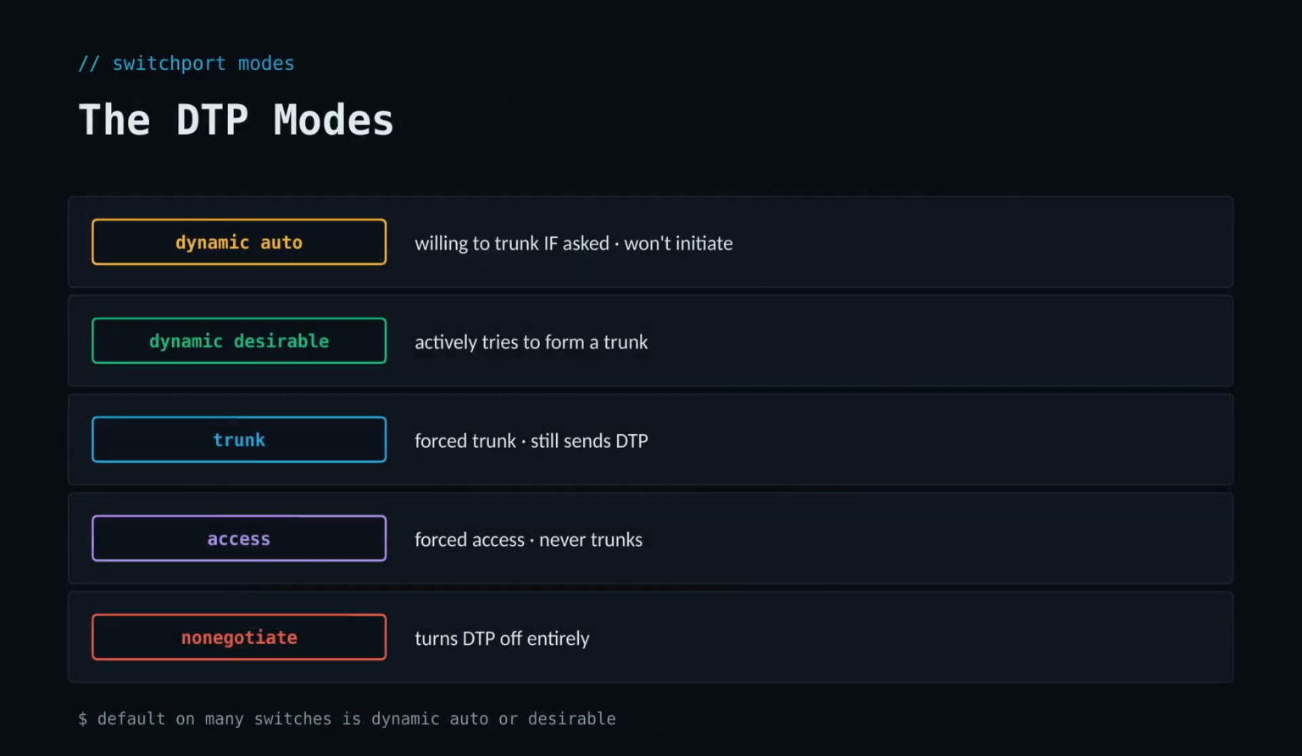So let's run through the modes themselves. Dynamic Auto is the quiet one. It'll trunk if a neighbor asks, but won't bring it up itself. Dynamic Desirable is the eager one, actively shouting to form a trunk. Trunk and access are the hard-coded options. One always trunks, one never does. Though notice that even forced trunk still sends DTP frames. And then there's nonegotiate, which shuts DTP off entirely. The kicker, most switches ship in Dynamic Auto or Desirable by default, which is exactly why surprise trunks happen.